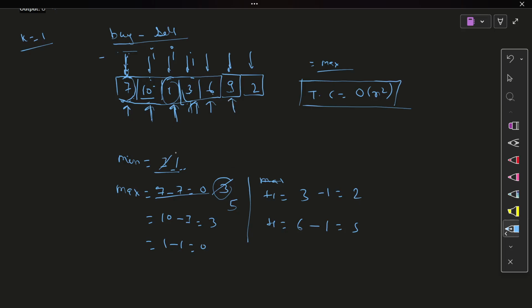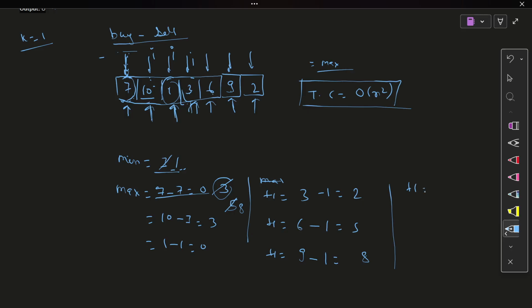Then come to 9. Is minimum 1 greater than 9? No. Then again find the profit: 9 is the selling price, minus minimum 1, buying price, is 8. Then is max 5 smaller than 8? Yes, update. Here 2.